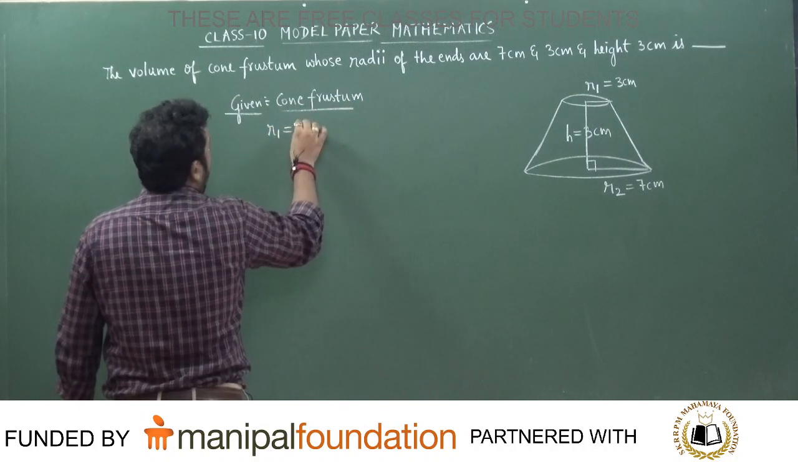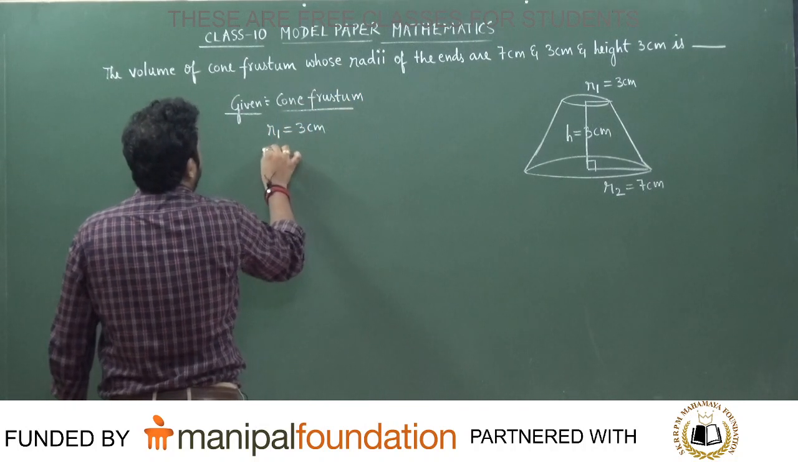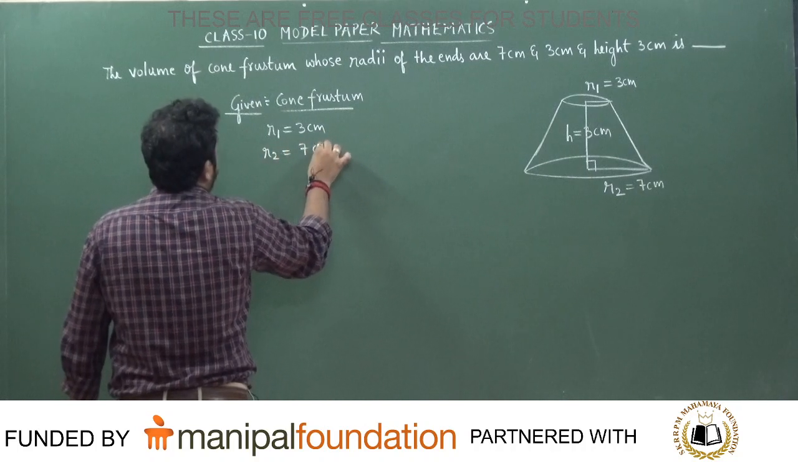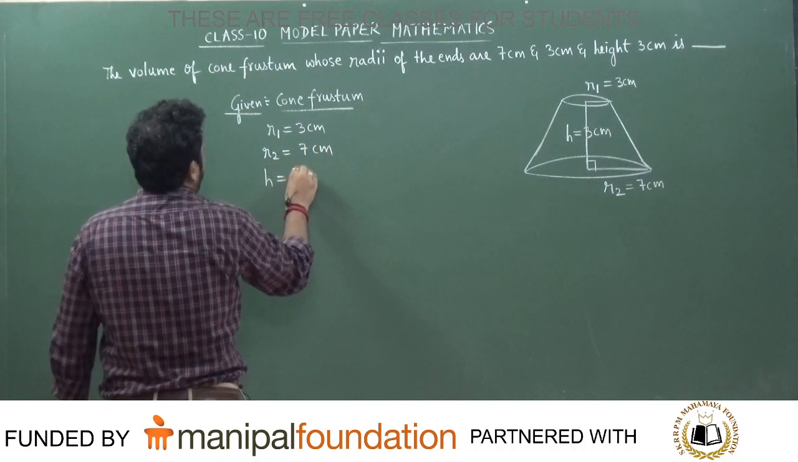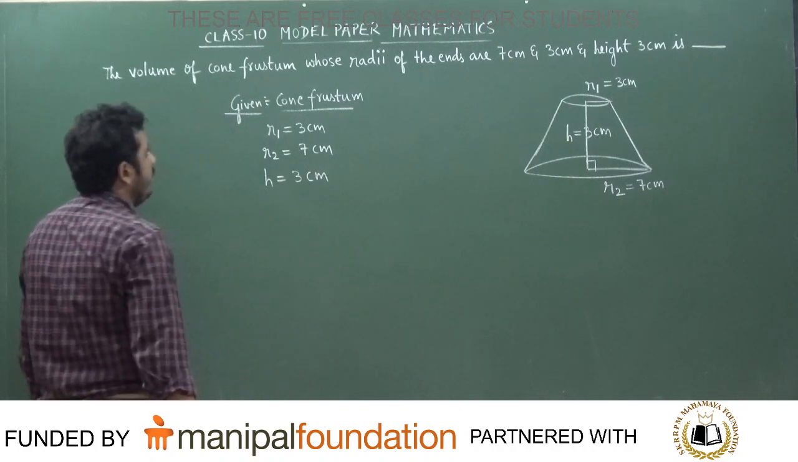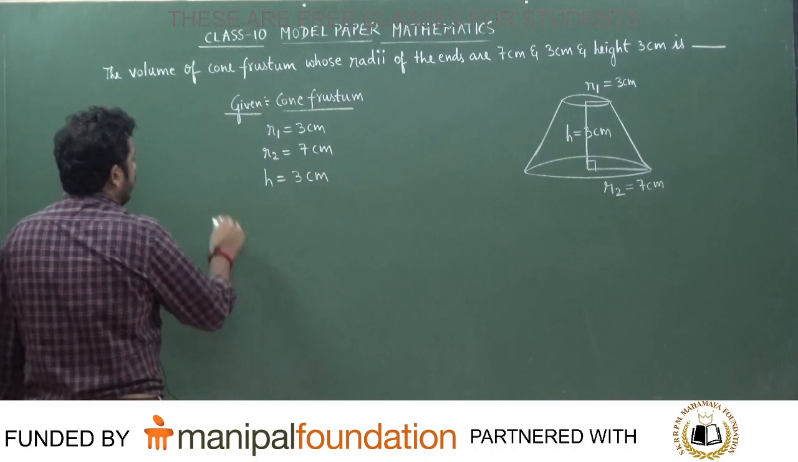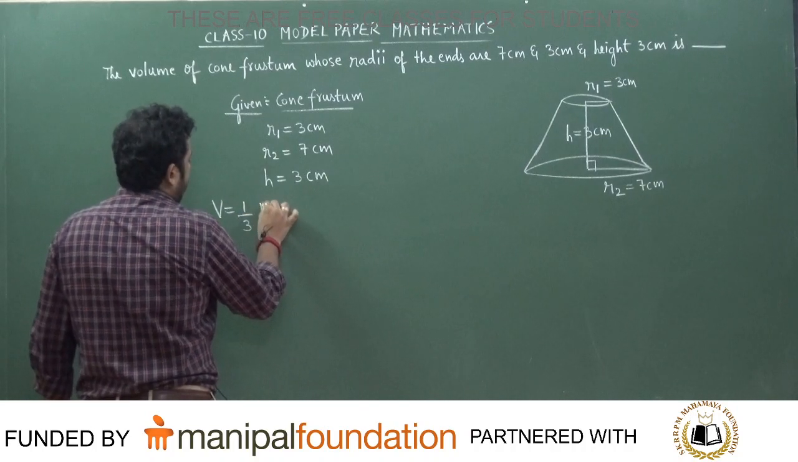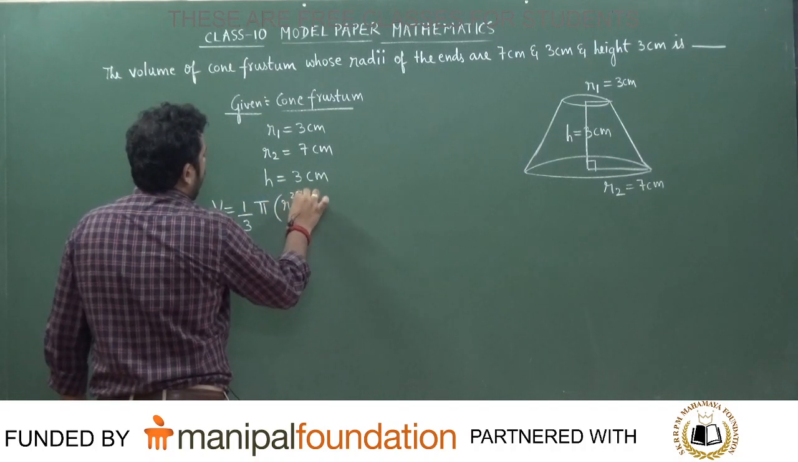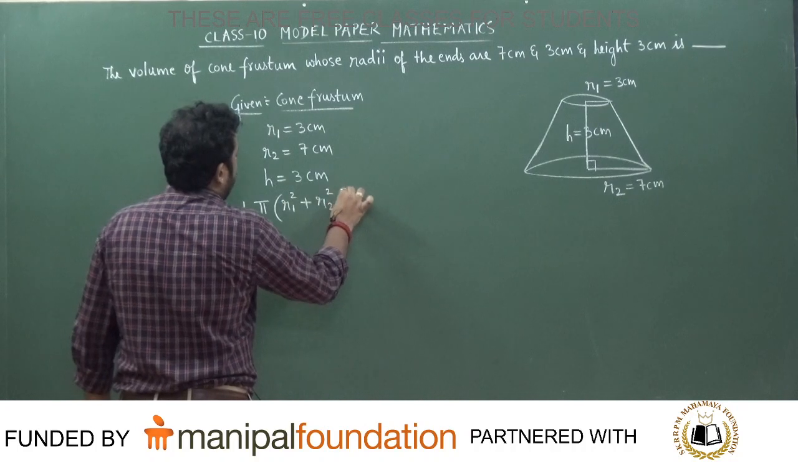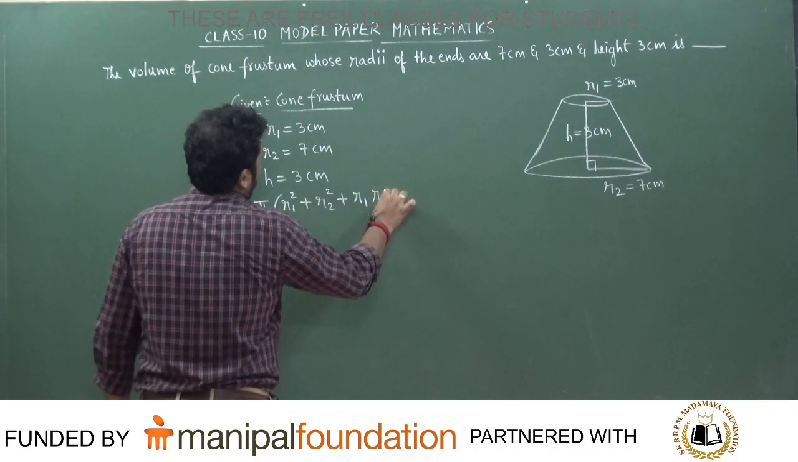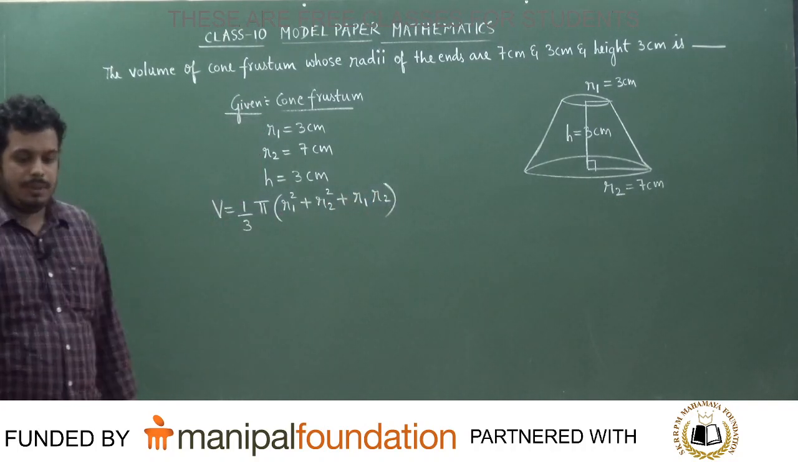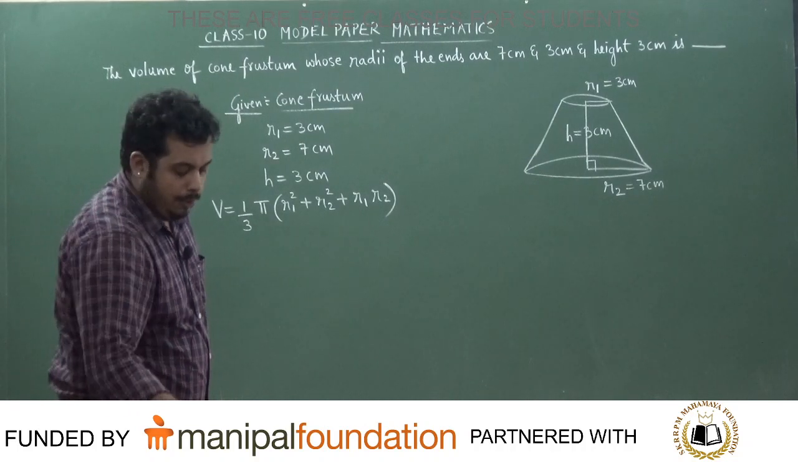R1 is equal to 3 centimeter, the radius R2 is equal to 7 centimeter, and the height of the cone frustum is again given as 3 centimeter. Is it correct or not? Now the question asks to calculate the volume of the cone frustum. So 1 by 3 into pi into R1 square plus R2 square plus R1 into R2. This will be the volume of the cone frustum, students.